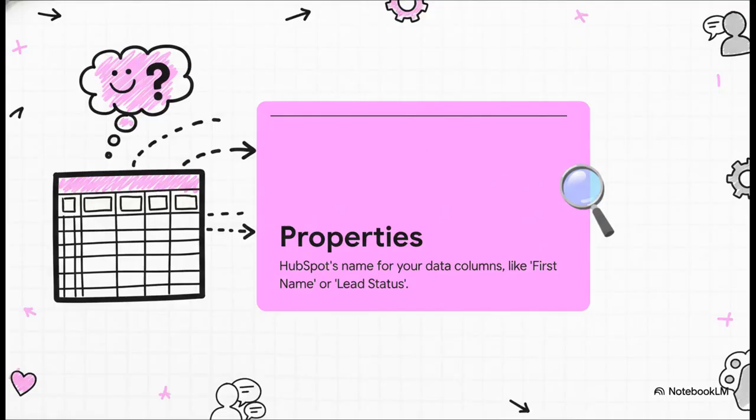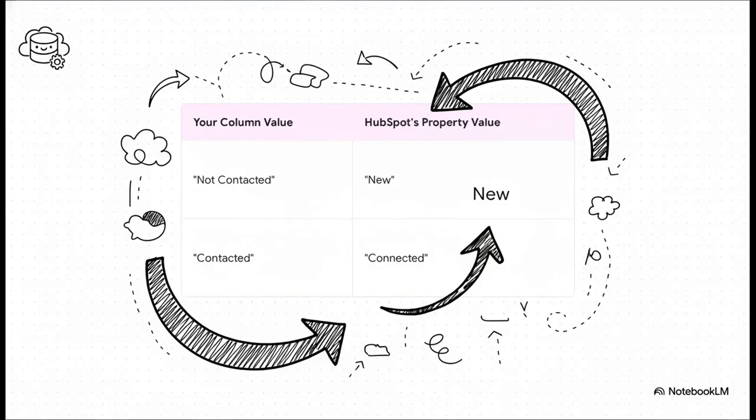So these errors happen because your spreadsheet speaks its own language and HubSpot speaks another. See, HubSpot calls your column headers properties, things like first name or lead status, and sometimes it just doesn't recognize the specific words you've been using in your own sheet. And the fix? It's incredibly simple. You just have to map your terms to HubSpot's terms. It's basically like using a translation guide. You're just telling the system, hey, when my sheet says not contacted, what I really mean is new. You just do that for each of your custom terms, and poof, the errors disappear.